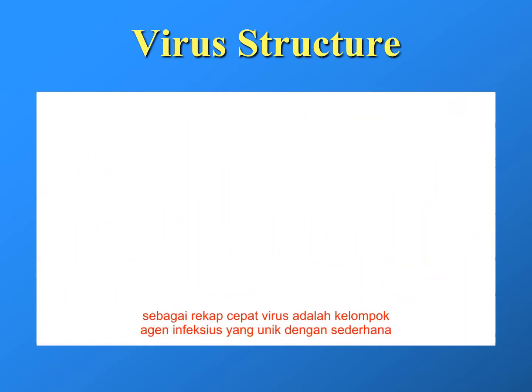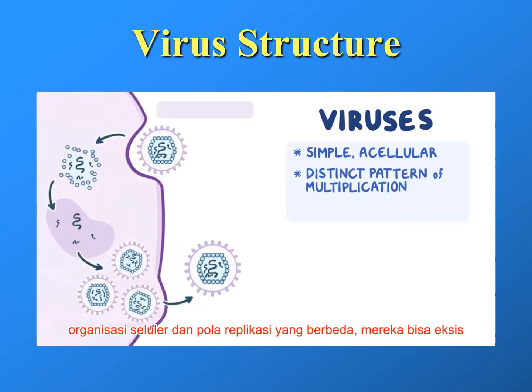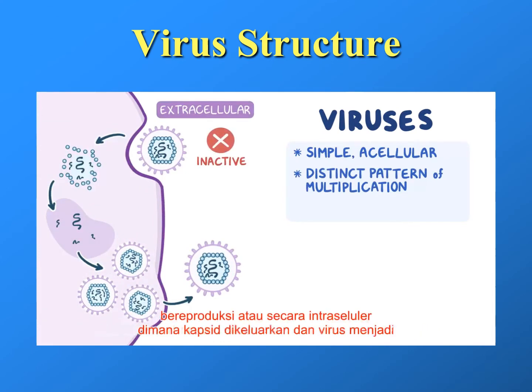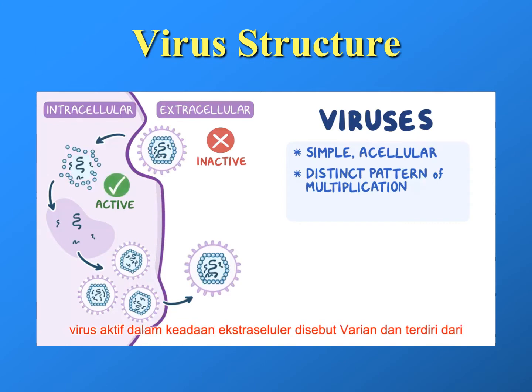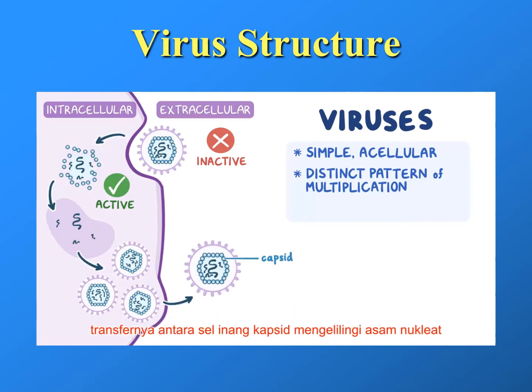Alright, as a quick recap, viruses are a unique group of infectious agents with a simple acellular organization and a distinct pattern of replication. They can exist either extracellularly, where the virus is inactive and isn't capable of reproducing, or intracellularly, where the capsid is removed and the virus becomes active. A virus in the extracellular state is called a virion and consists of a protein coat called a capsid, which protects the viral genome and aids in its transfer between host cells.